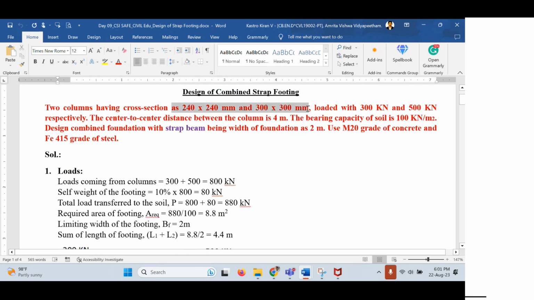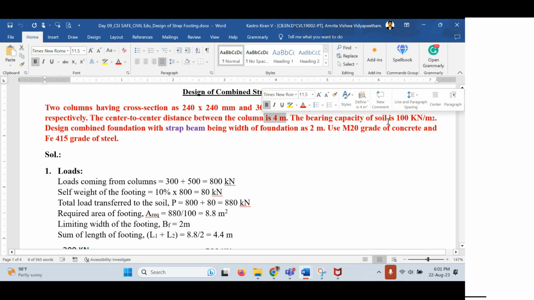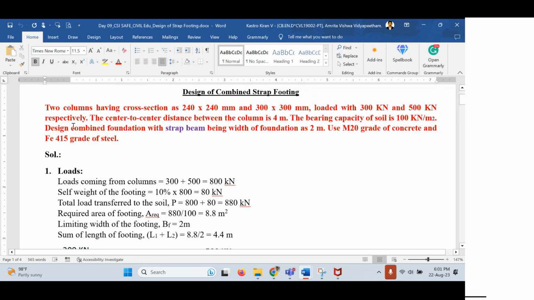We have two square columns which are loaded with 300 and 500 kilonewtons, and the center to center distance between the two columns is given as 4 meters with bearing capacity of soil as 100 kilonewtons per square meter. And what they are telling is we have to design a combined footing by using a strap beam. Okay, this is the condition that they have provided.